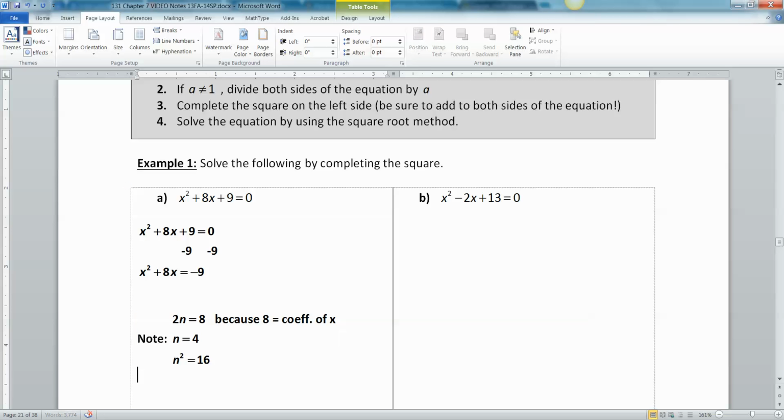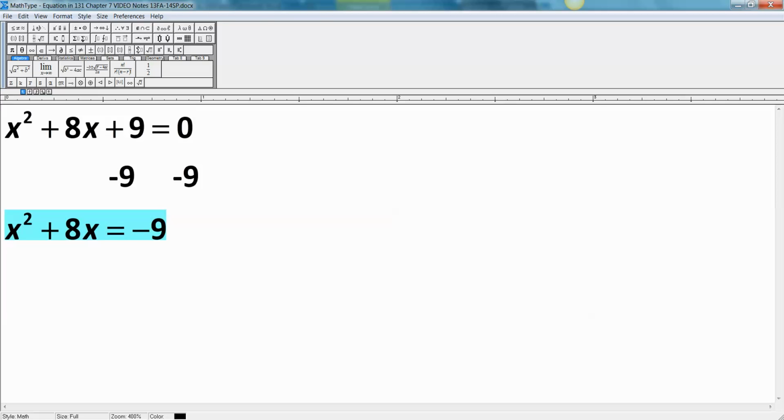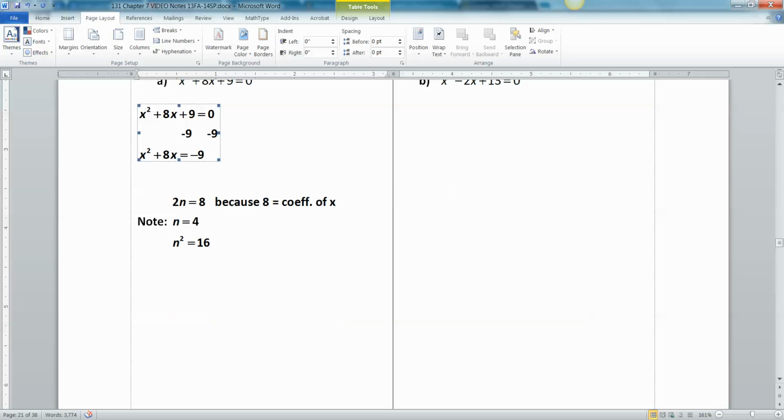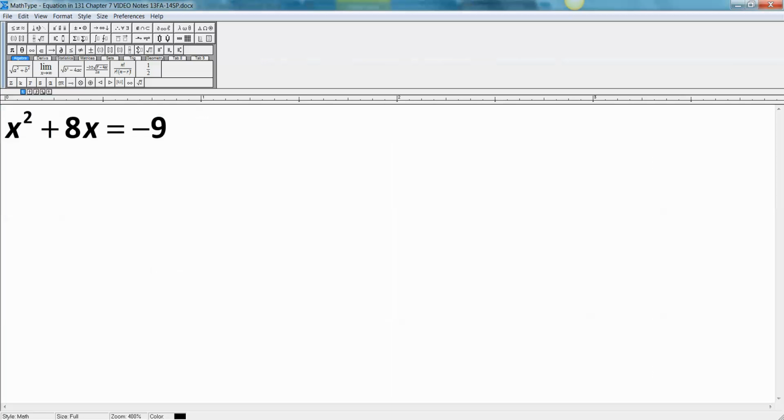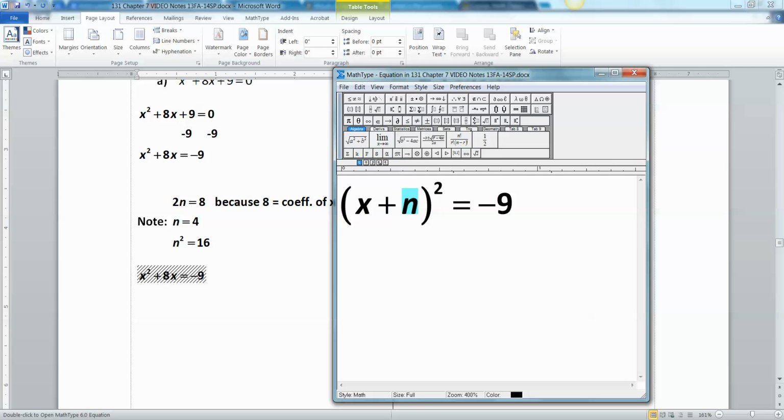Okay, so now how does that help us? Well, what we're going to do is we're going to take this value that we had here, and we're going to write it a different way. We're going to say, okay, I want to change this so that it's x plus n squared equals something. Now n, we just figured out, was 4. So n is 4. And negative 9 was what it was equal to, but I'm going to add n squared to that, which is 16. Let me put it to you this way.